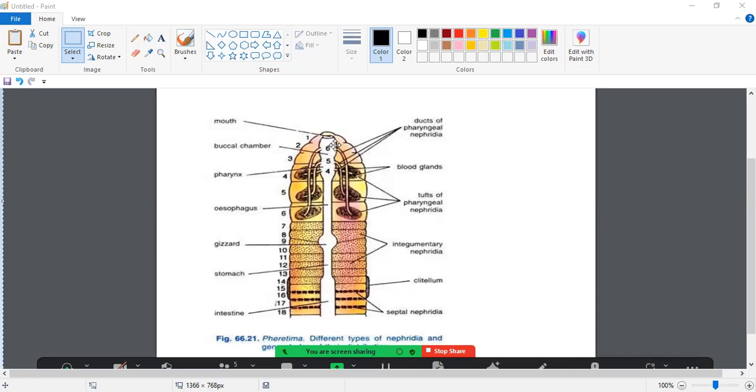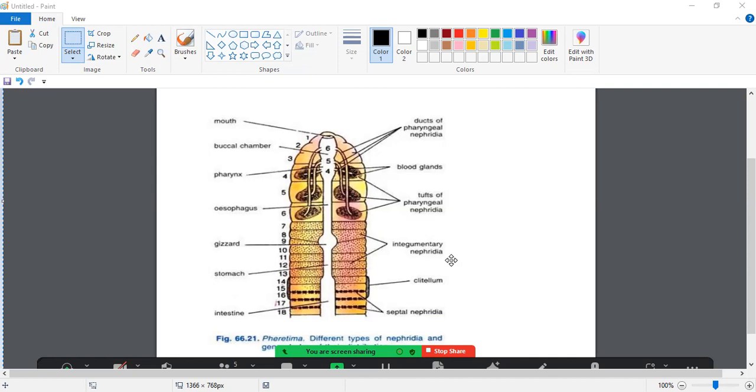It is said to be the pharyngeal nephridium because it is the excretory organ nephridium which is placed near the pharynx. So all the waste from the pharynx will be eliminated only through this pharyngeal nephridium. The septal nephridium means the nephridium which is going to eliminate the waste from the coelomic cavity or the body cavity. Clear?